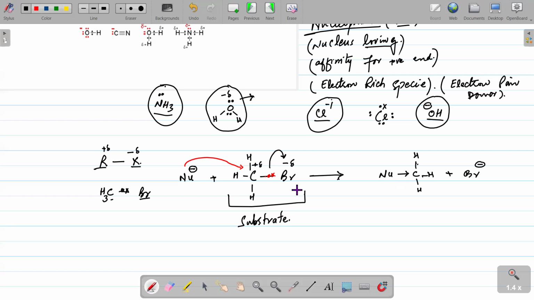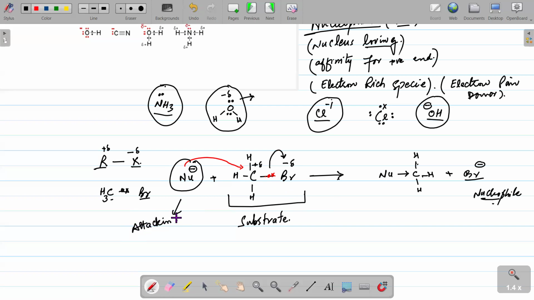So what we are observing in this simple reaction is that one nucleophile is substituting another nucleophile. Look at this, Br negative is also a nucleophile, because it has a negative charge. So one nucleophile is substituting another nucleophile. We use special terms for them. This one, which is coming into this molecule or attacking the substrate, we call the attacking group.